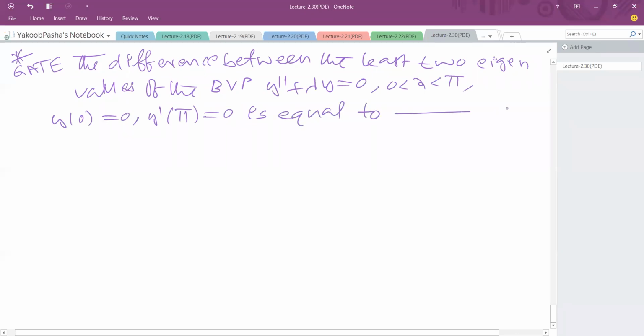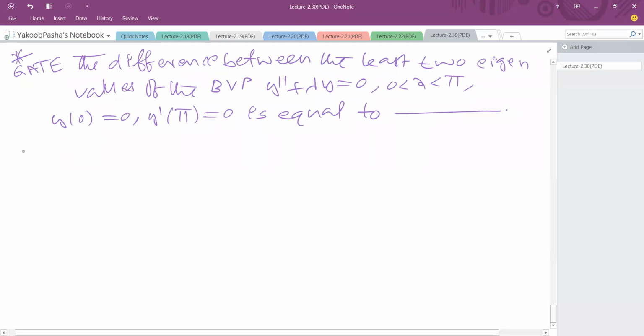Okay, no options, it is fill in the blanks. In this case we have to find the boundary value eigenvalues and take the first two least eigenvalues and their difference. Okay, what is the difference of? You can see for lambda is equal to 0, it is a trivial solution. For lambda is equal to negative, trivial solution. You can check whether it is right or not. I am taking lambda is positive value.